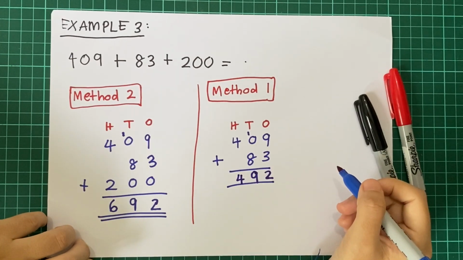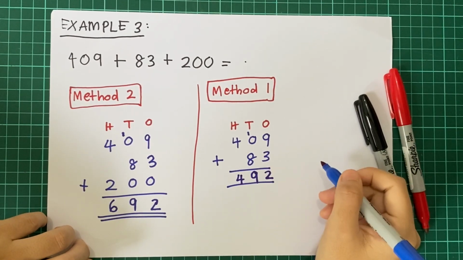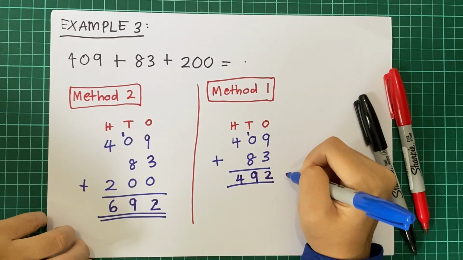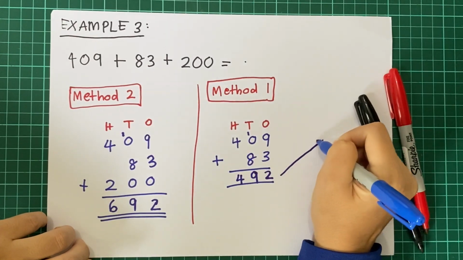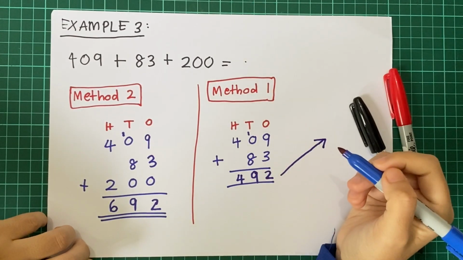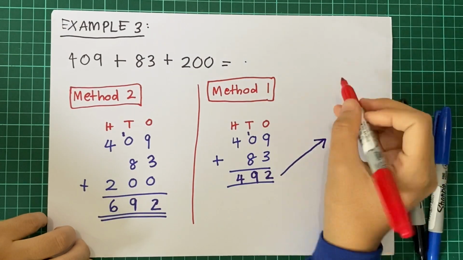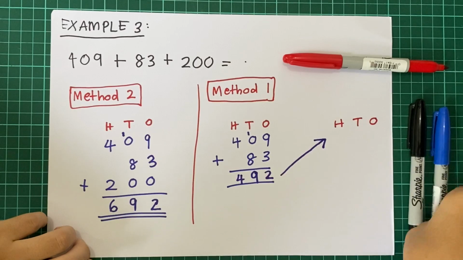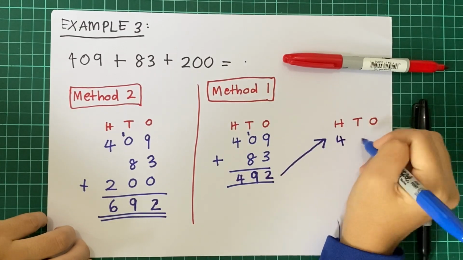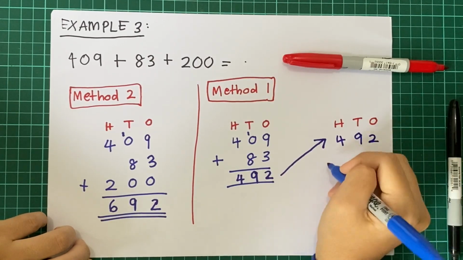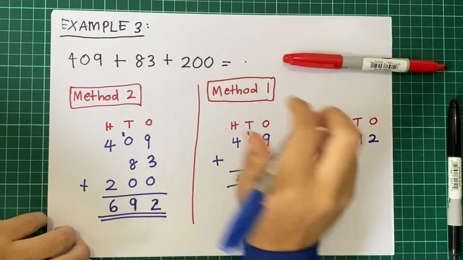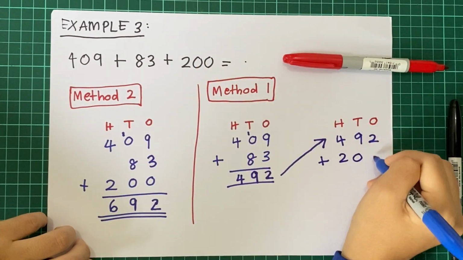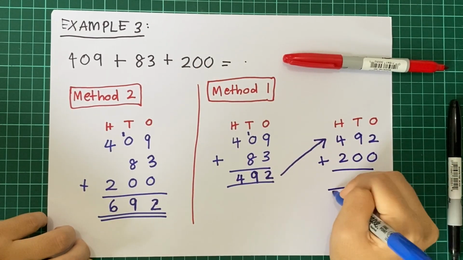Did we done with this? Yes, we're not done yet. What we need to do is bring this answer to the next slide for another standard written method. Alright. We have 492 plus with the last number 200. And then get the answer.